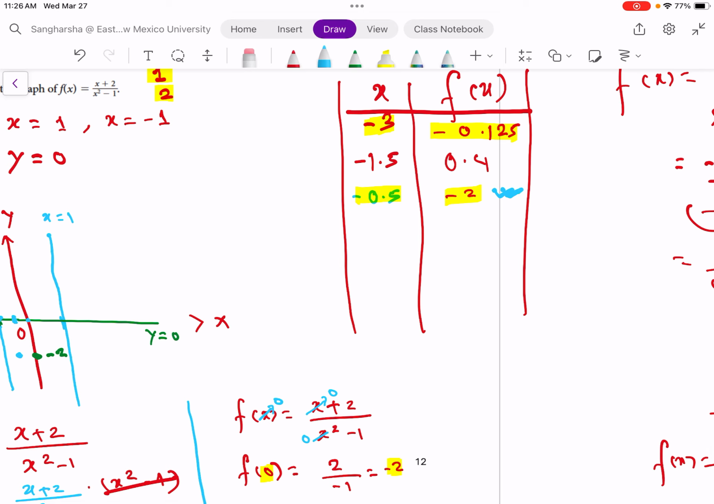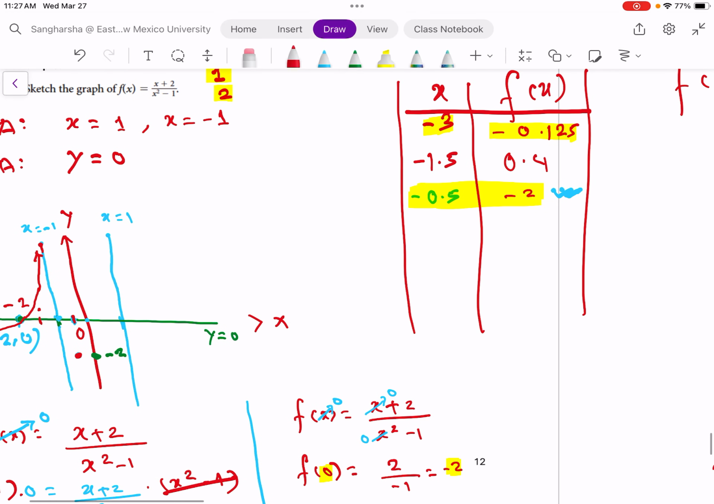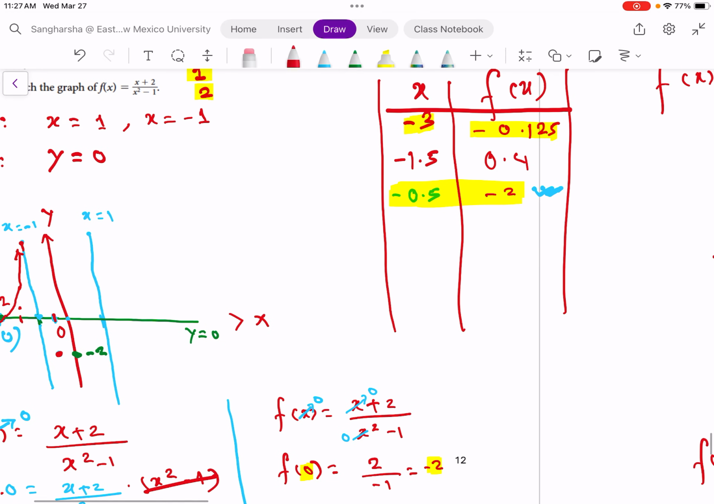Now let's plot this point. If we plot -0.5 and -2, where do we find that point? We have -0.5 here, and -2 is here. So this is one point. Now let's choose a different input here.